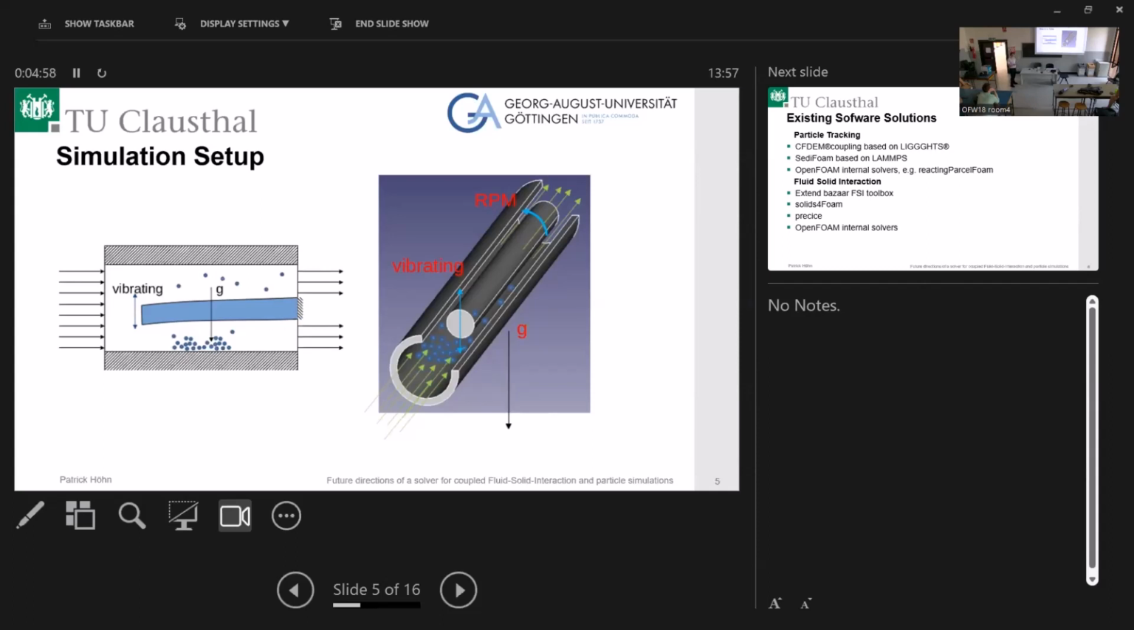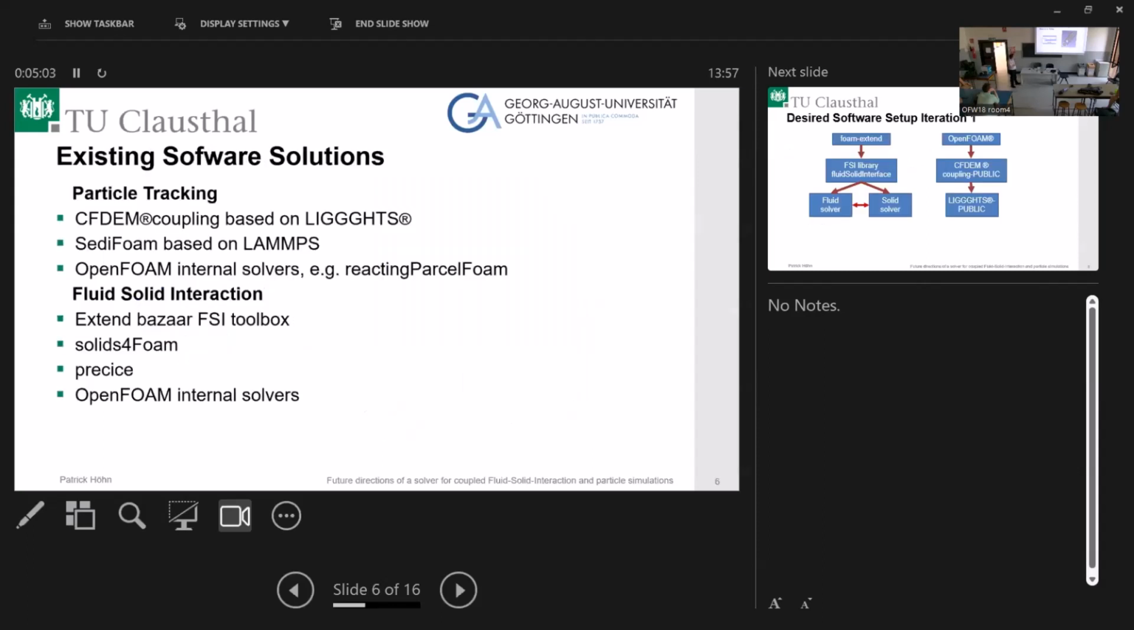That was my dream, my vision 5 years ago, in 2018. So then I thought, okay, what software could I use? For the particle tracking, there were actually quite a couple of choices, but my choice was pretty quick. There's, for example, CFDEM coupling based on LIGGGHTS, SediFoam based on LAMMPS, and then of course OpenFOAM's own discrete volume approach. Because in the institute we used the first one already, it was an easy choice, and I stuck with that one.